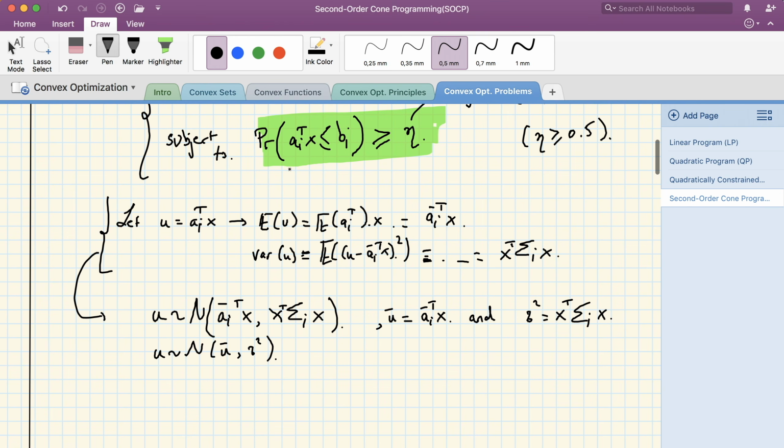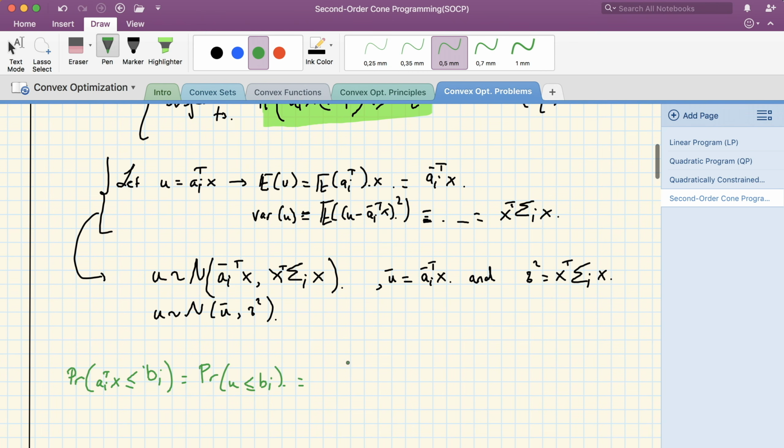Now going back to the random constraint, the probability that AI transpose X is less than BI, we're going to replace AI transpose X with a U, so we'll get U less than BI. And since U is normal, it's really better to write this as a centered normal. That being said, you subtract the mean of U and you divide by sigma on both sides. Why do we do that? So that this guy is now a centered Gaussian.